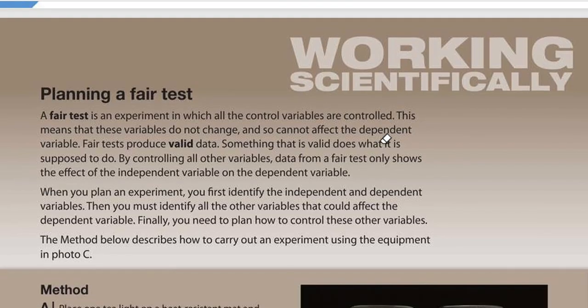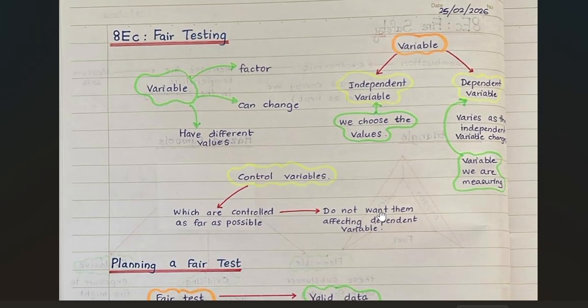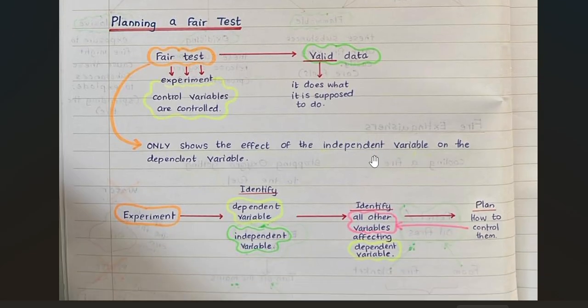Okay, so let's move to the next page. This is a working scientifically part. So in this one it says about planning a fair test. So again I will remind what is given here only. I have simplified and written here, right? So fair test means all the control variables are controlled here. So it will produce valid data, which is meant by valid is it does what it's supposed to do, and it only shows the effect of the independent variable on the dependent variable.